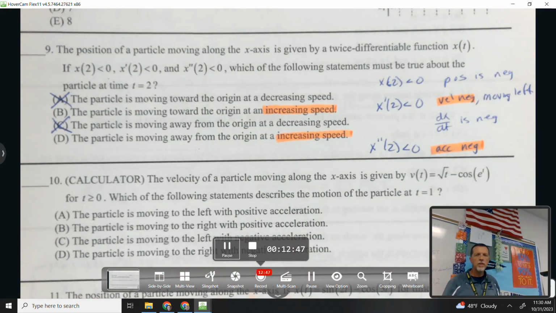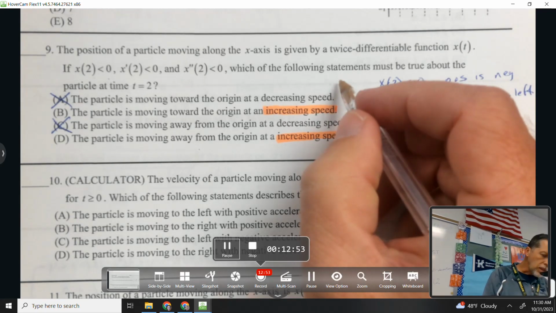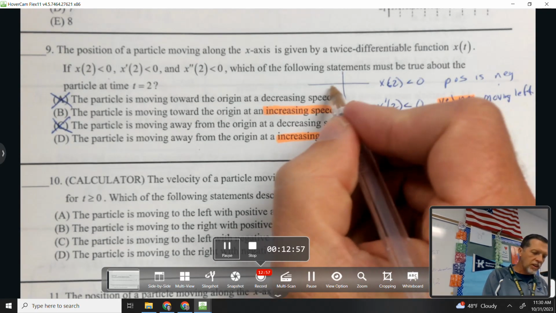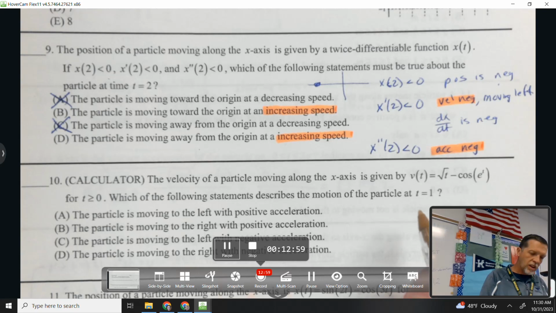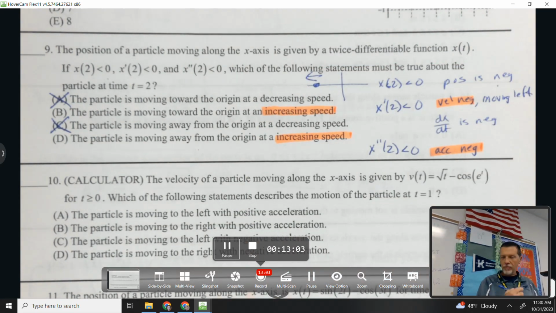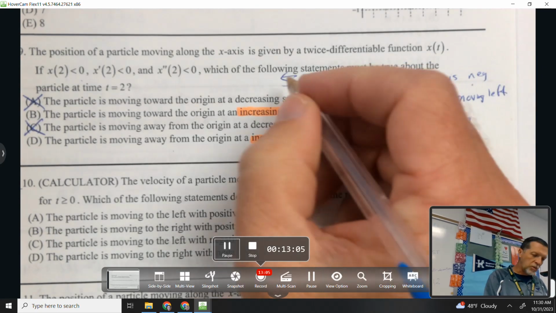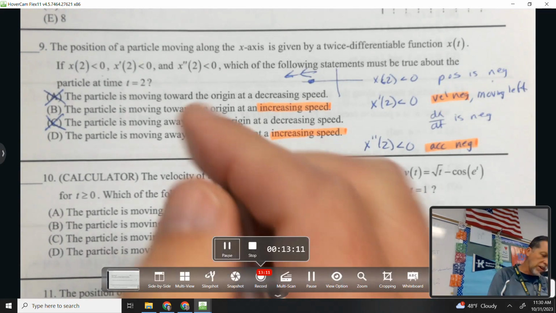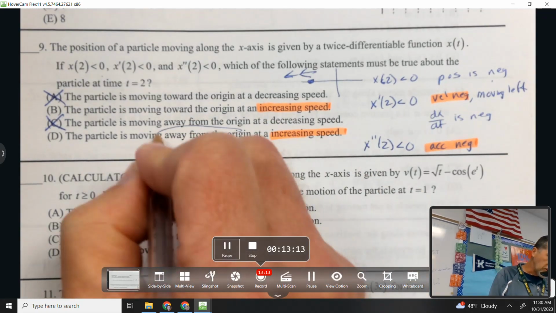So my next question then is, are we moving toward the origin or away from the origin? Well, our position is negative, so our position is left of the origin. Our velocity is negative, leftward, and it's also speeding up, so it's getting faster. So you draw a picture, and I think it becomes obvious that we're moving away from the origin at an increasing speed.